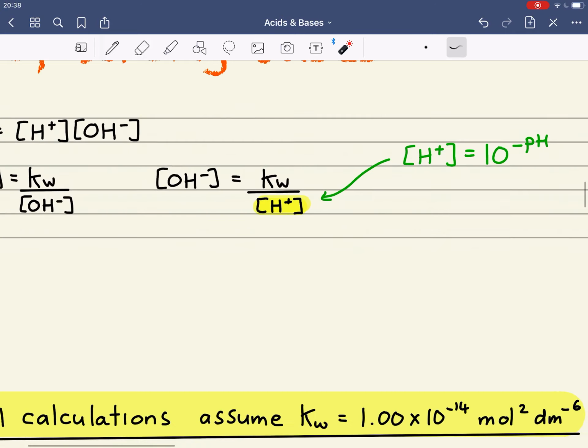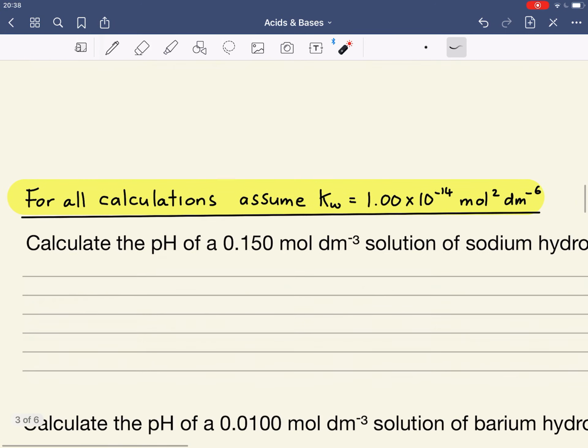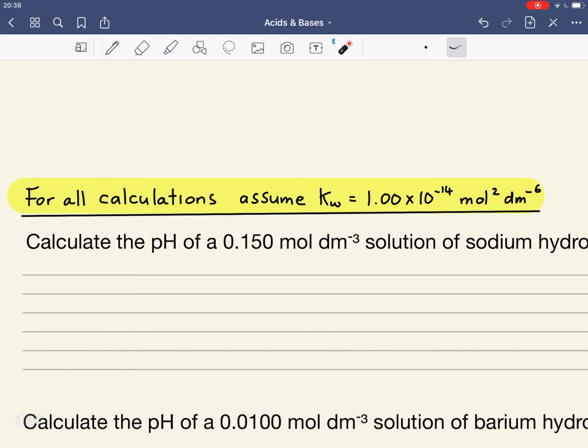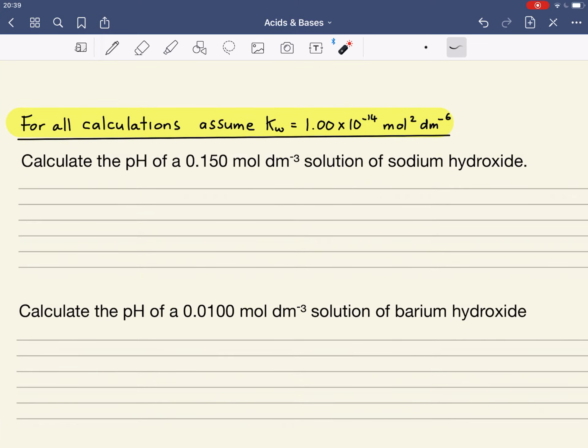Let's have a look at a few examples. And again, we need to know the Kw in order to work out the hydroxide ion concentration from pH, or the pH of a strong base given the concentration of hydroxide, or the concentration of the strong base. And I'm assuming for all these calculations that the Kw is 1 times 10 to the minus 14 moles squared decimeters to the minus 6. And the first question we're asked is to work out the pH of a 0.150 mole per decimeter solution of sodium hydroxide.